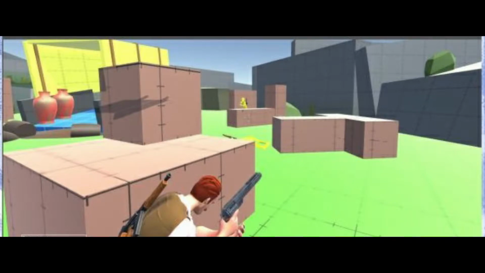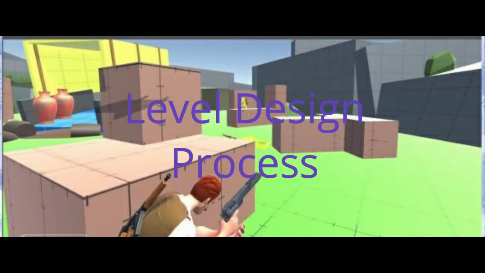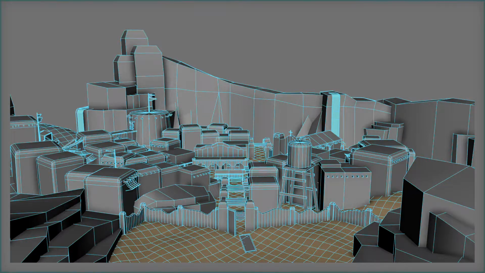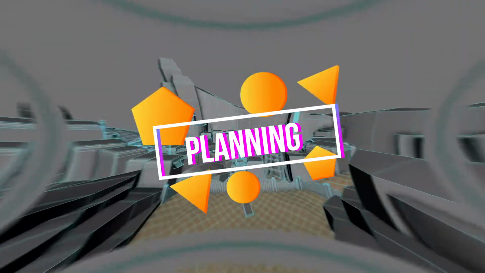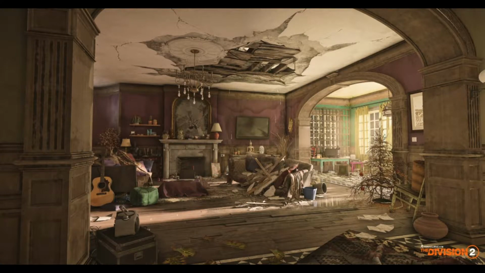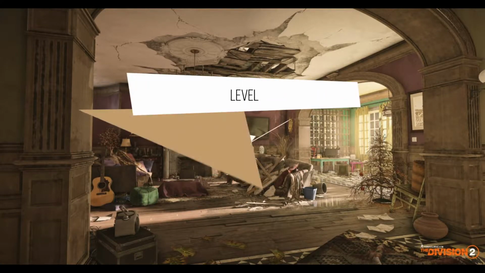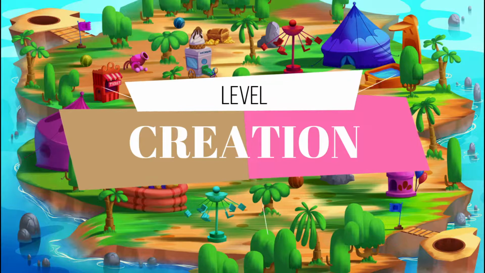Today, we're going to have a look at level design and the level design process. Good planning at the beginning and during a project can save you a lot of headache. Let's go through some tips that can help make the level creation process go more smoothly.